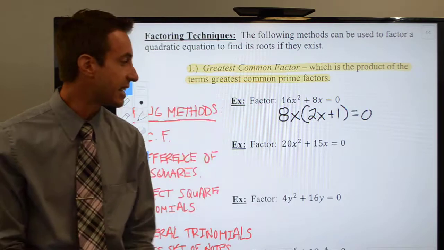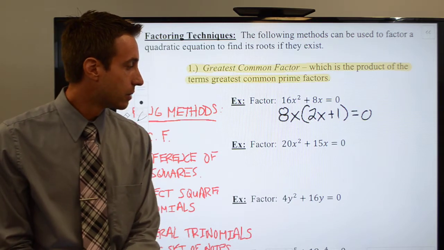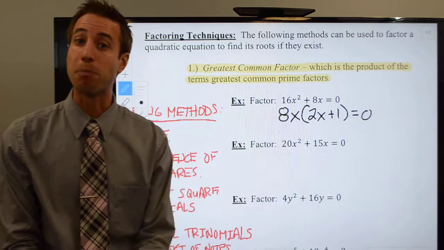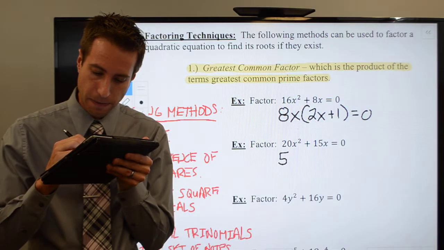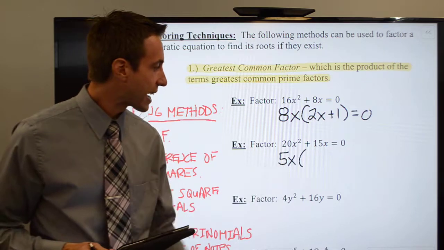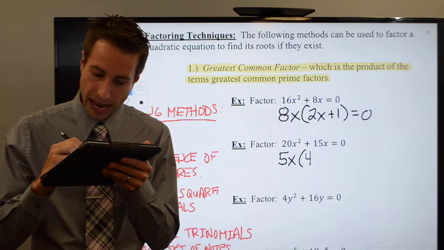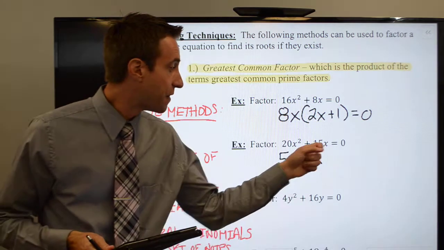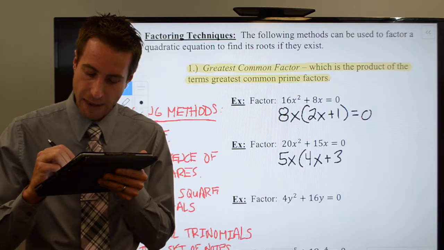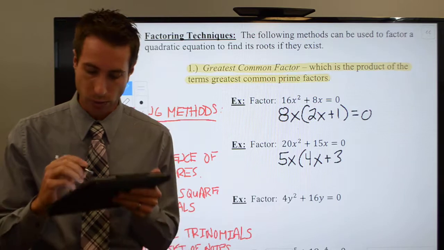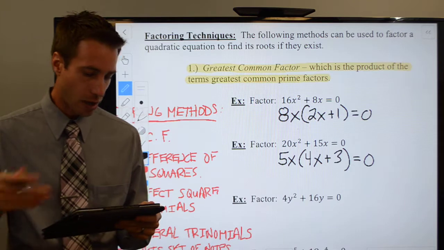What is the GCF of 20x squared and 15x? Well, it looks like the biggest thing I can pull out of both of those would be a 5x. So let's go ahead and pull out a 5x. If I pull a 5x out of 20x, 20 divided by 5 would be 4. X squared divided by x would leave me with an x. 15 divided by 5 would be a 3, so plus 3, and an x divided by x would just be a 1. 3 times 1 would be 3. So I just have a 3 there, and that's all equal to 0. Awesome job, guys. You're on a roll.